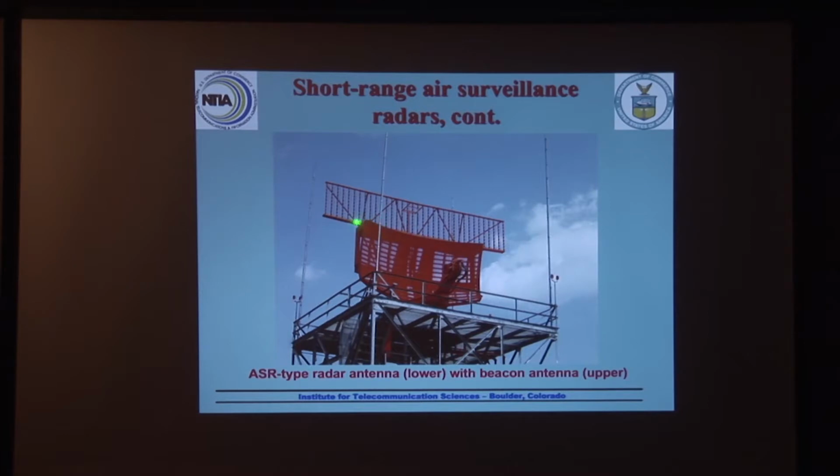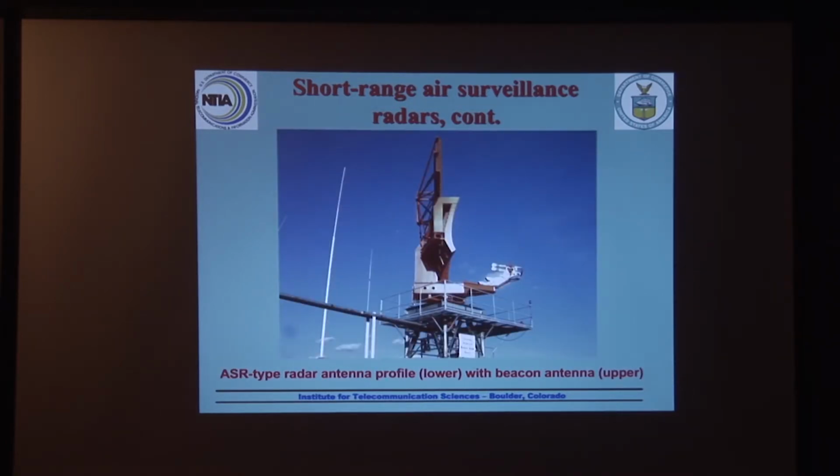This is the beacon antenna up on top. It spins with the radar antenna, but electronically it's a completely separate system. This is transmitting interrogations at 1030 megahertz and getting the automated replies back from the aircraft at 1090 megahertz. You can mount the beacon completely independent of the radar if you want to. In fact, if you've got to get a cheap system up and running fast, you can set up a beacon all by itself with no radar.